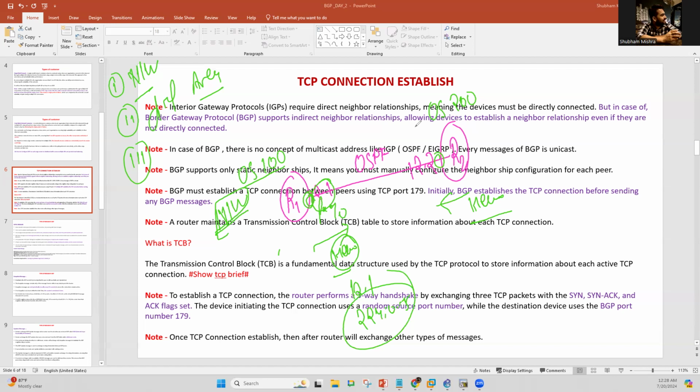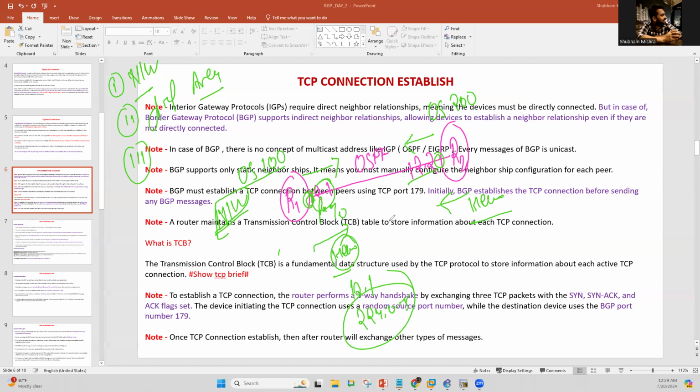So see, on R1 and on R2, we have already configured OSPF. R1 is sending the hello packet, R2 is sending the hello packet. Source IP address is 12.1 and destination is 224.0.0.5. Similarly, in case of R2, source IP address will be 12.2 and destination will be 224.0.0.5. Fine. And what is the use of the hello packet? I told you in case of OSPF, what does the hello packet contain?